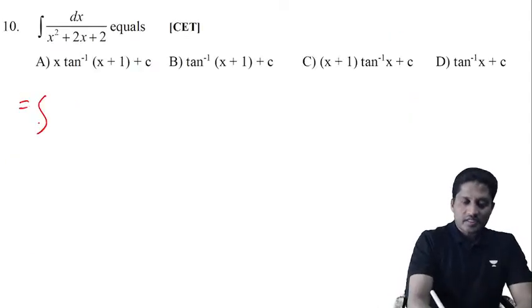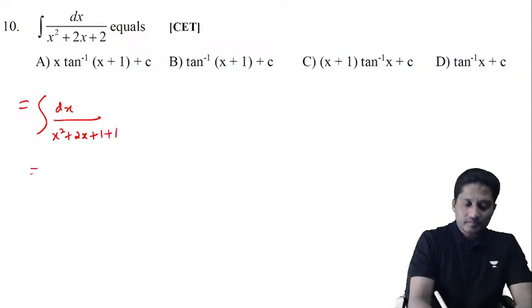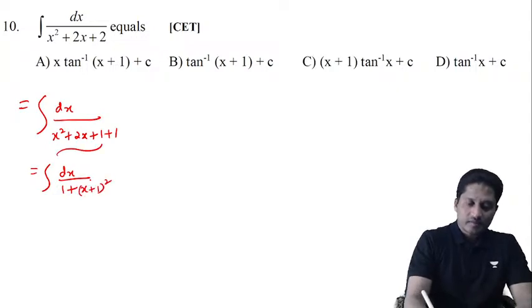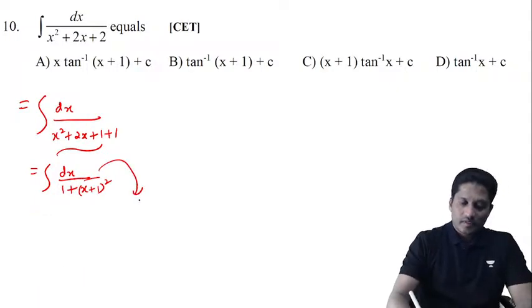This can be written as integration dx divided by, I just complete the squares, x square plus 2x plus 2. 2 can be written as 1 plus 1. Integration dx divided by 1, I'll keep as it is. X square plus 2x plus 1 can be written as x plus 1 the whole square. This is of the form integration dx divided by a square plus x square. Formula will be equal to 1 by a tan inverse of x by a.